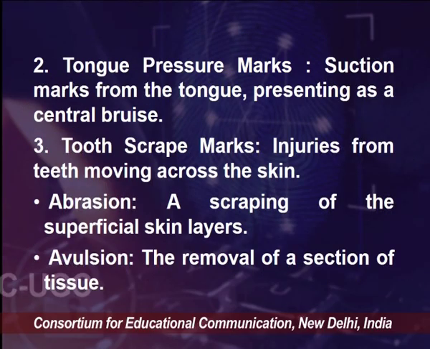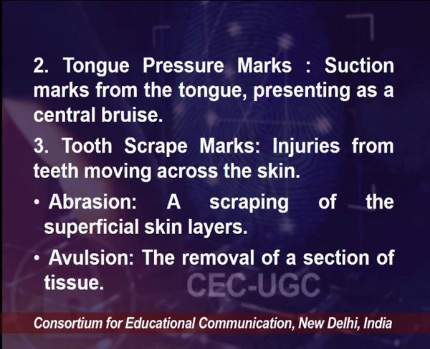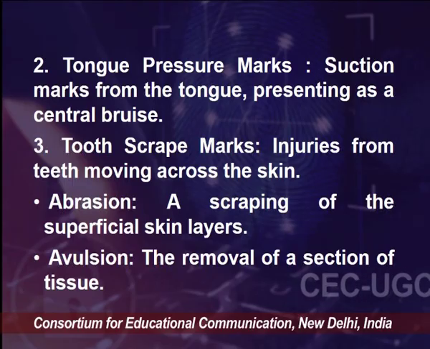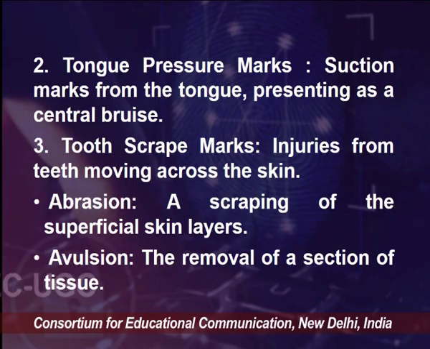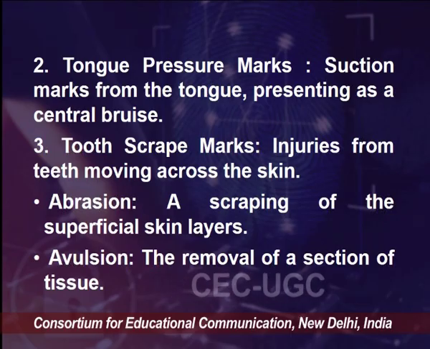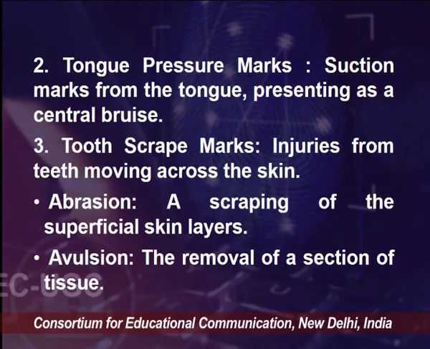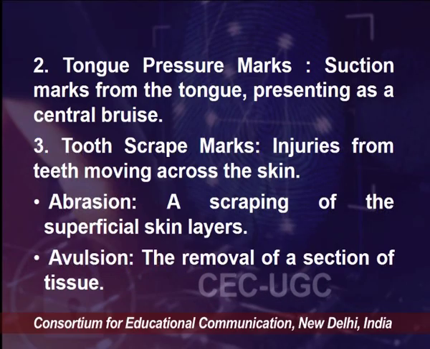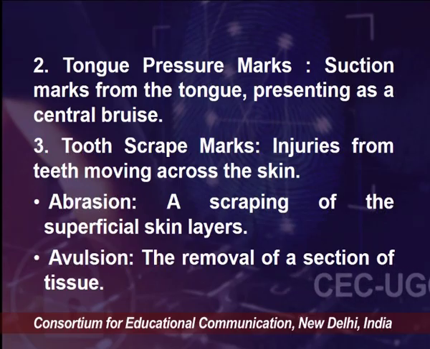If we talk about the central bruise from the suction pressure or the negative pressure, then a bruise will be present on the top arch and the lower arch, and in the middle of that there will be a central bruise, which is because of the tongue. Then we have tooth scrape marks. This is because of the injuries from the tooth moving across the skin. So, how do they come? There are two types, abrasion and avulsion.